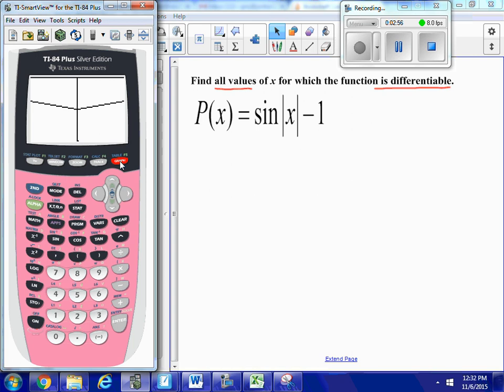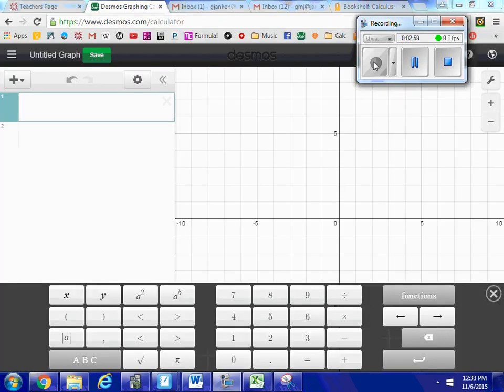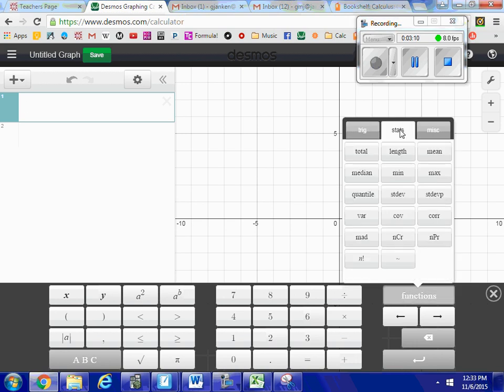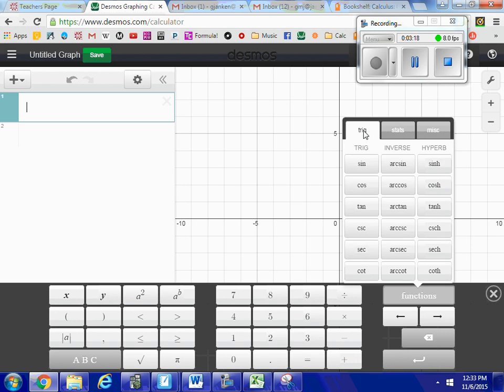So I'm going to do two things. The first thing I'm going to do is go to a better calculator. I'm going to use the Desmos calculator. So I could type in sine, but they also have functions here, just so that you know. There's trig functions, stat functions, miscellaneous functions, including something you'll want to learn in the near future about this derivative function. But I'm going to go back to the trig function.